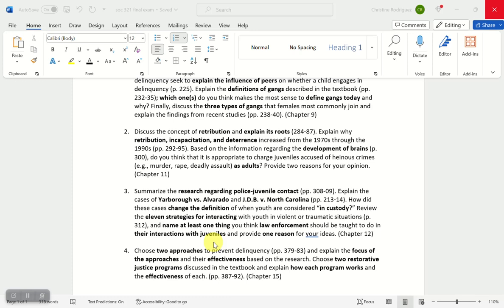Explain the cases of Yarborough versus Alvarado and JDB versus North Carolina. So give me the background of the cases. What did they involve? Who was the juvenile involved? What was the behavior, etc.? And then how did the court decide the case? Then tell me, how did this change the way that people began to think of when juveniles are in custody?